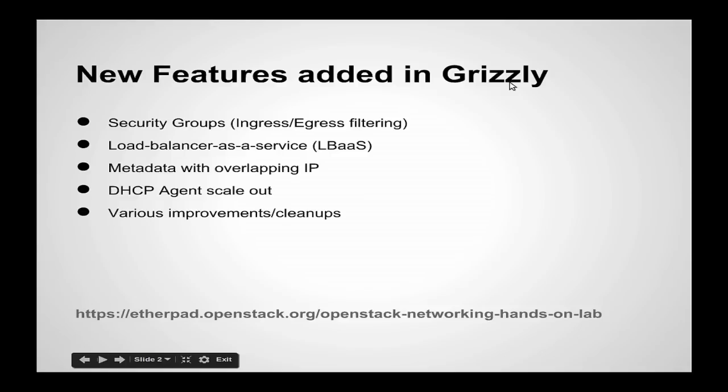Some of those features are security groups. Previously in Folsom, we were leveraging Nova for security groups. We implemented them in Quantum because it made more sense, since Quantum is a networking component and security groups have to do with the network. Security groups in Quantum are a little bit richer. We also support egress filtering. For instance, if you want to block communication from your VM going out, the Quantum security groups provide a way to do that.